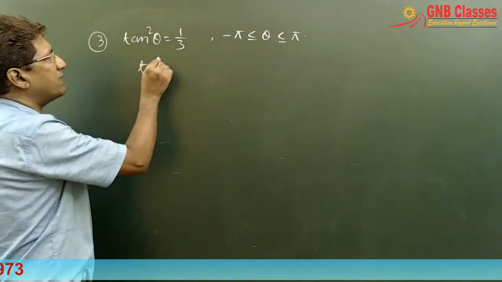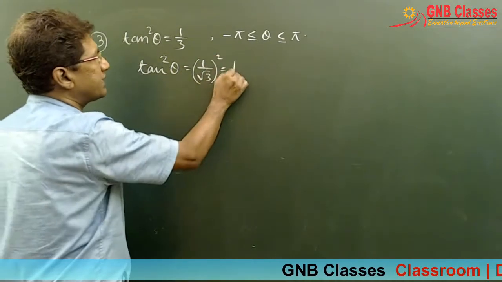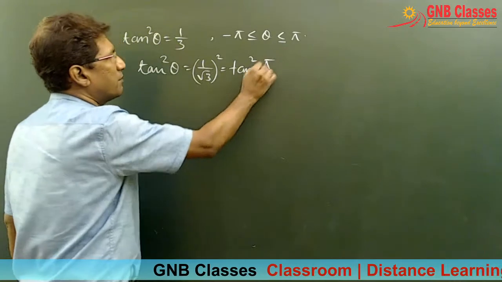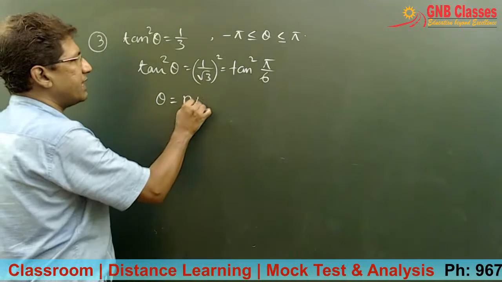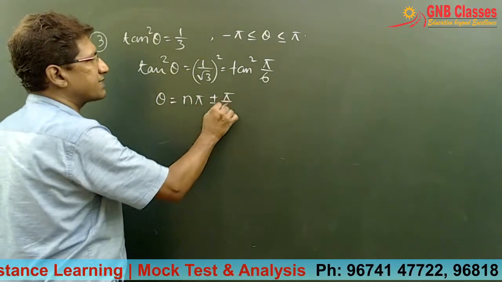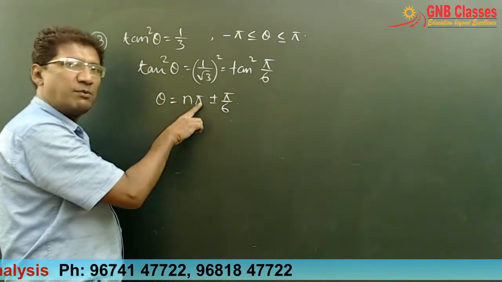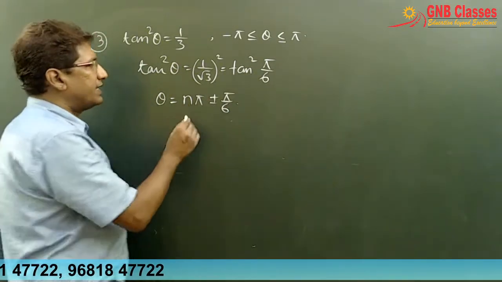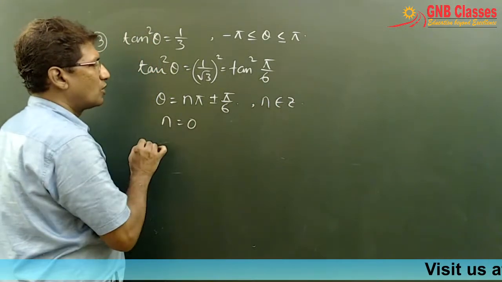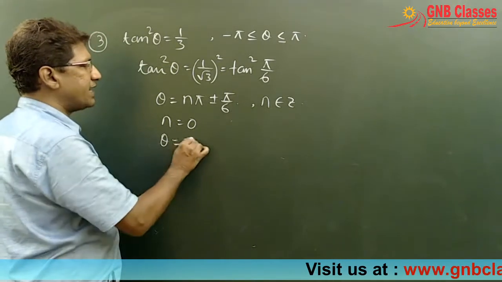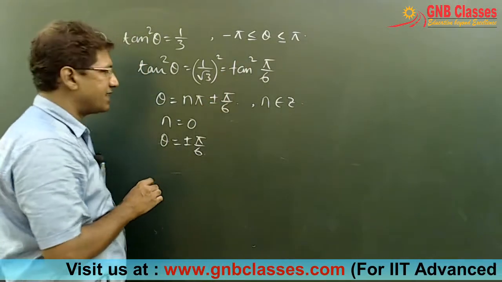Tan square theta is 1 by 3 means tan square theta can be written as 1 by root 3 whole square, which is nothing but tan square pi by 6. So we will write theta is nothing but n pi plus minus pi by 6. Am I correct? If tan square theta equals tan square alpha, then theta equals n pi plus minus alpha. Okay, now in place of n, we are putting first 0. So for that we are getting theta as plus minus pi by 6. Both of these values fall within this range.